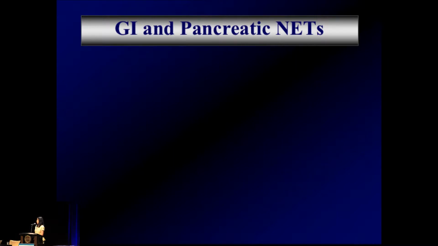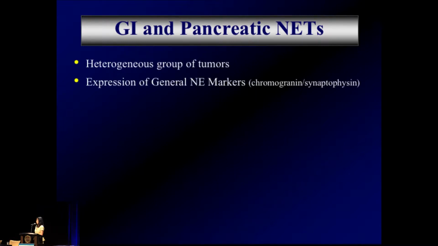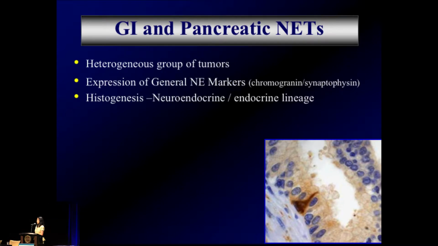So in general, I want to focus on GI and pancreatic neuroendocrine tumors. They represent a heterogeneous group of tumors, and they all produce neuroendocrine markers such as chromogranin, synaptophysin, and the others mentioned in the earlier talk. And histologically, this is derived from the so-called diffuse neuroendocrine cell system, not from other epithelial cells, such as adenocarcinoma.